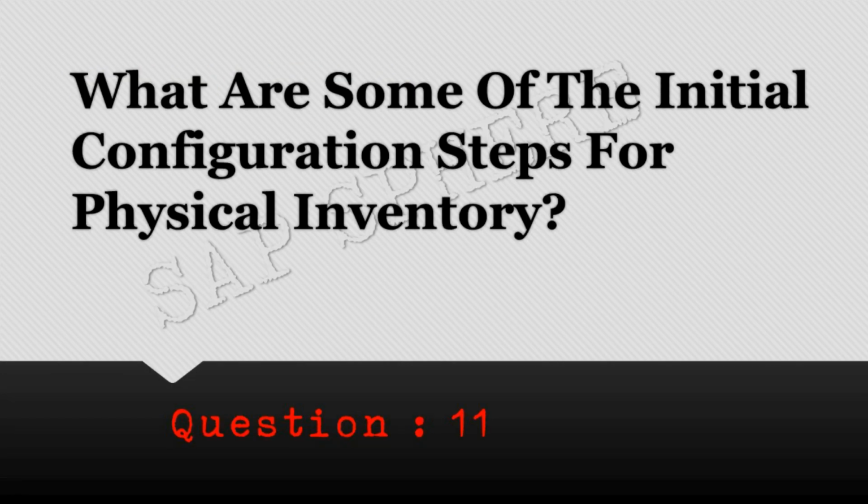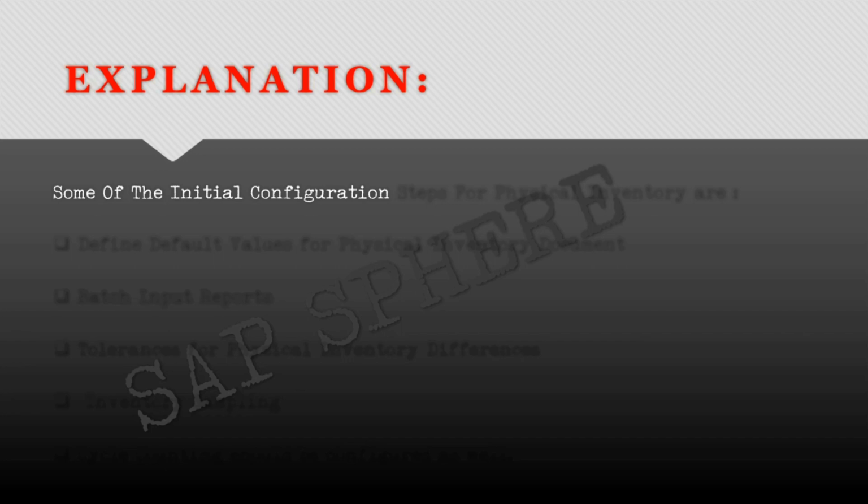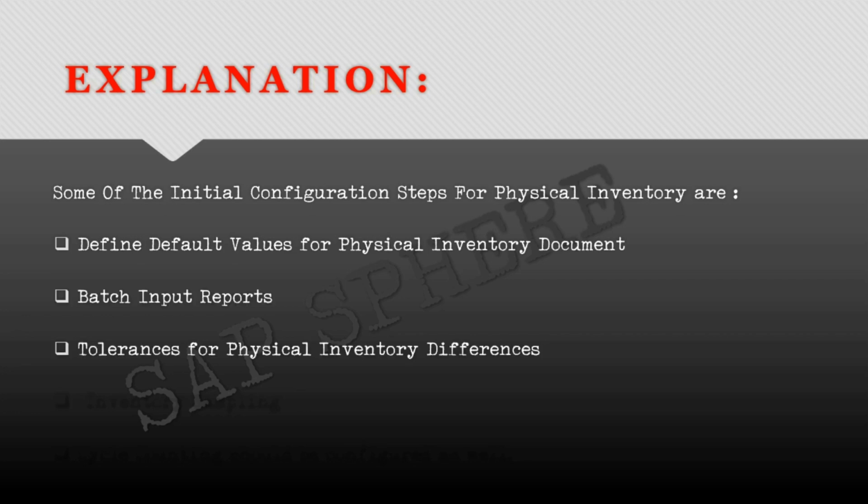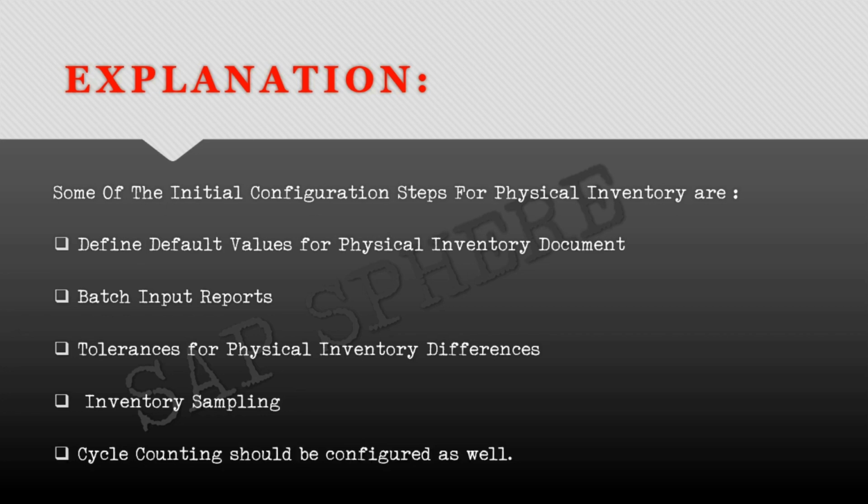What are some of the initial configuration steps for physical inventory? Some of the initial configuration steps for physical inventory are: define default values for physical inventory document, batch input reports, tolerances for physical inventory differences, inventory sampling, and cycle counting should be configured as well.